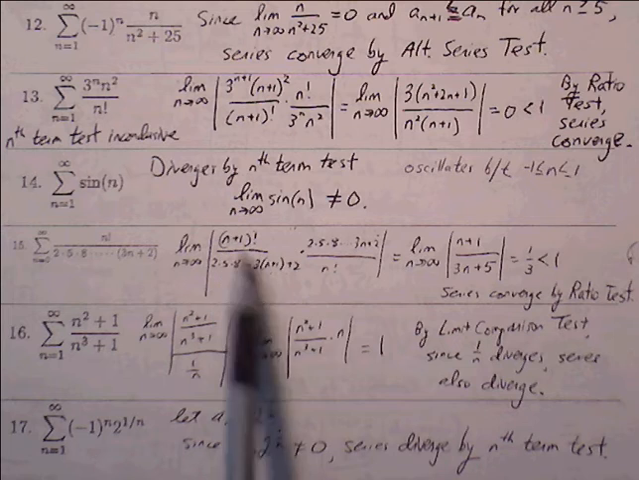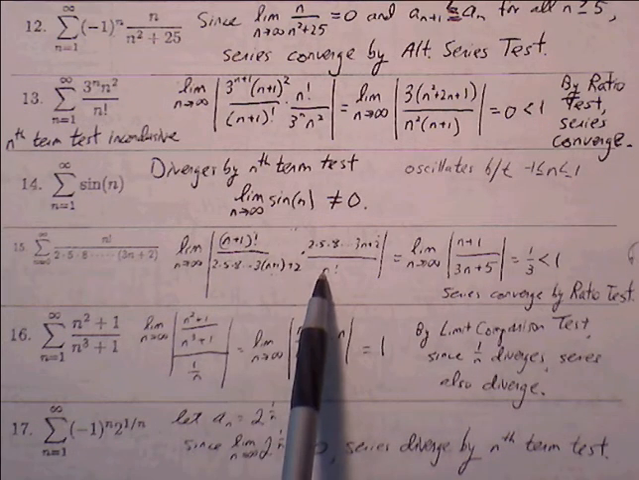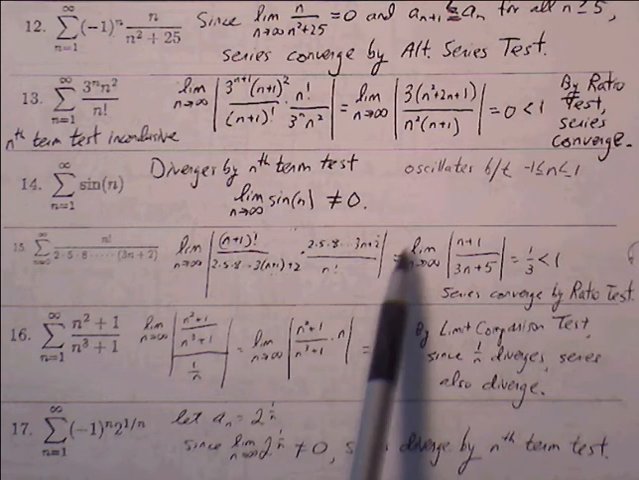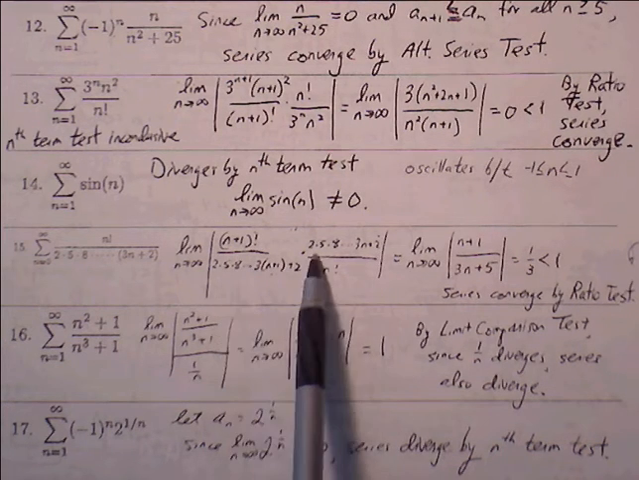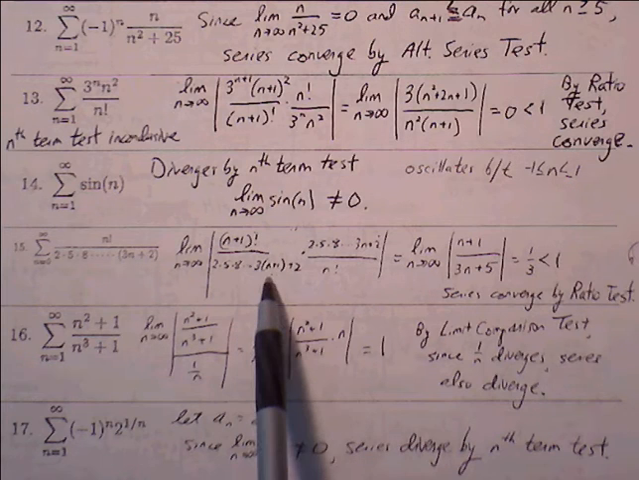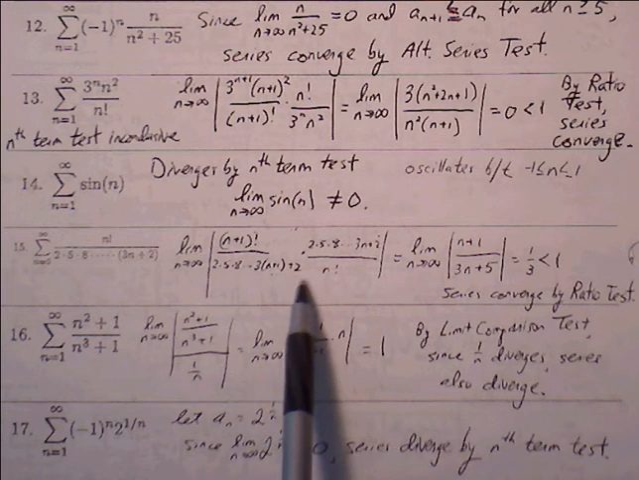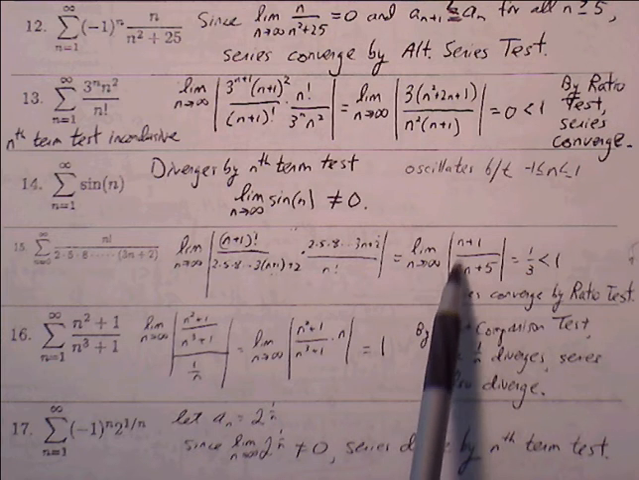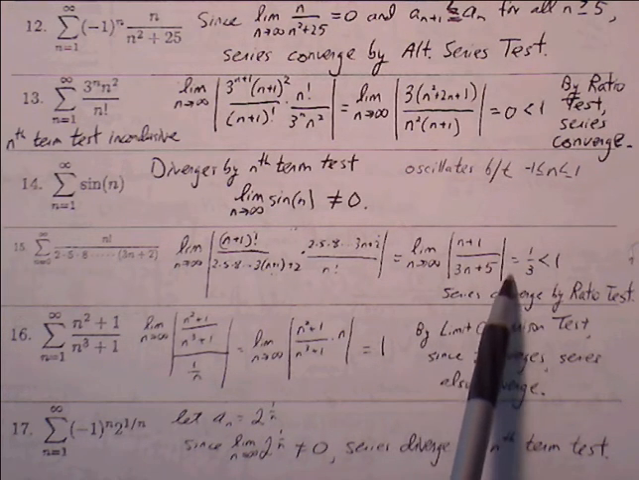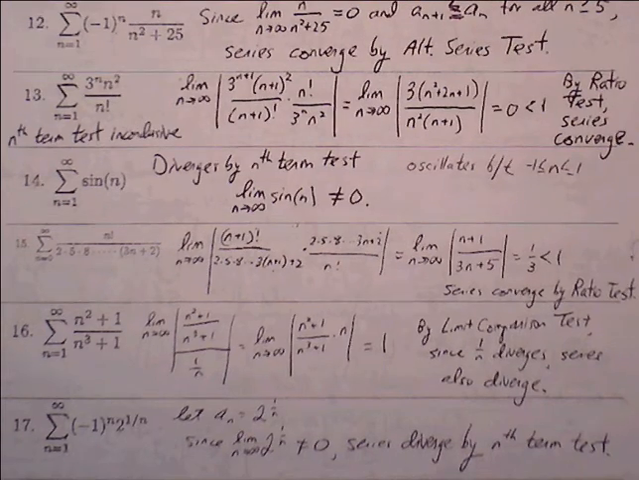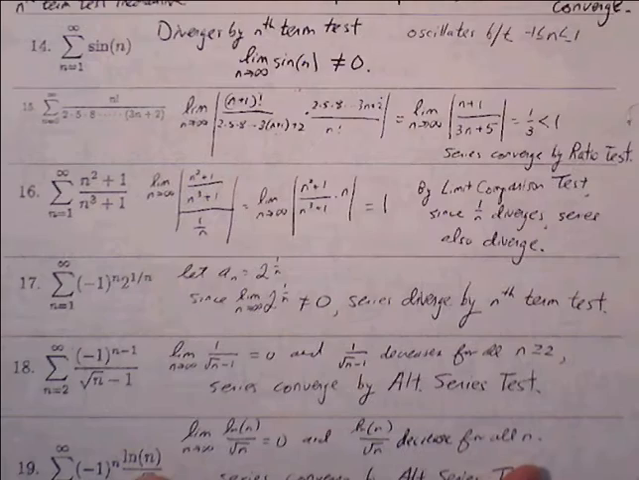And if we see how these terms line up, n plus 1 factorial and n factorial will reduce to be just n plus 1. And then here, the denominator, all the terms will cancel out except for 3n plus 5. And so n plus 1 over 3n plus 5 will reduce to 1/3. And we see that 1/3 is less than 1, so the series will converge by the ratio test.